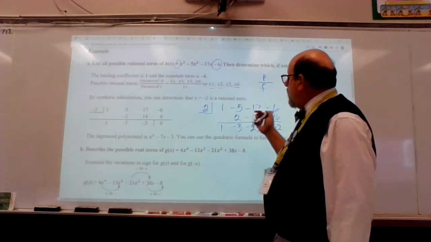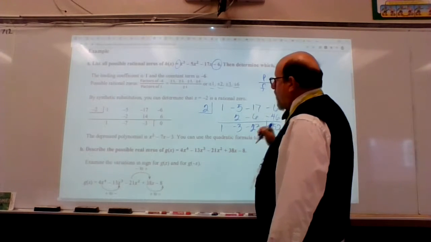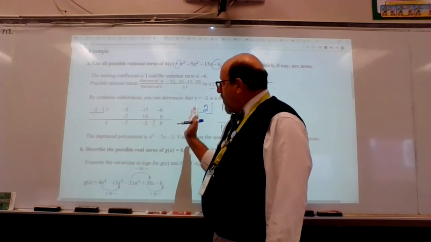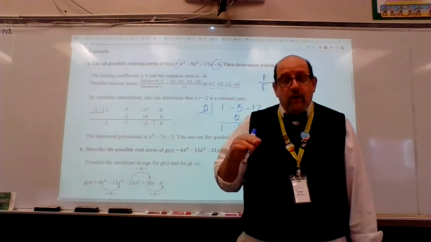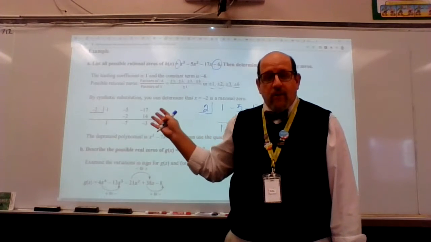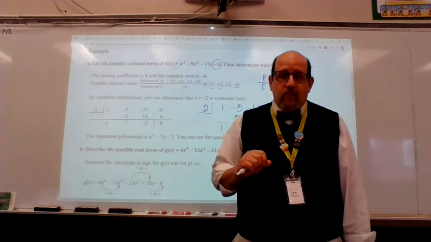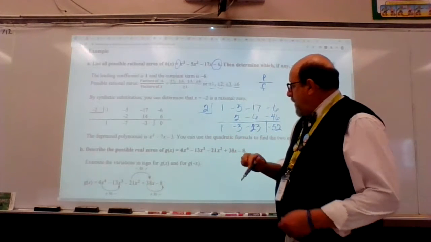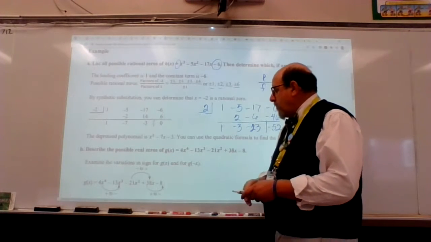Therefore, x plus 2 has to be a factor of this, and what you have left over, we might be able to factor. If we can't factor, we're just going to go ahead and use the quadratic formula to find the rest of the real roots, and those will be rational terms that will be roots of this function. And that's what it says here: you can use the quadratic formula.